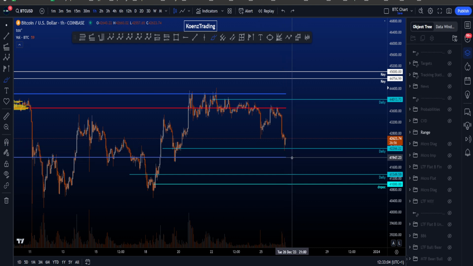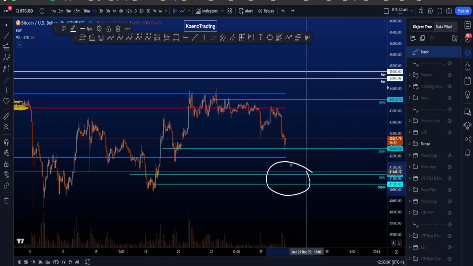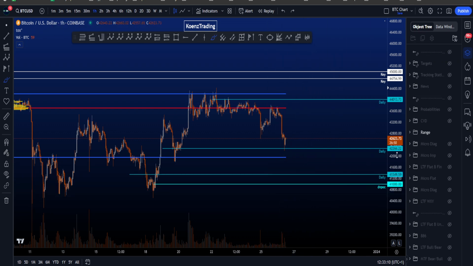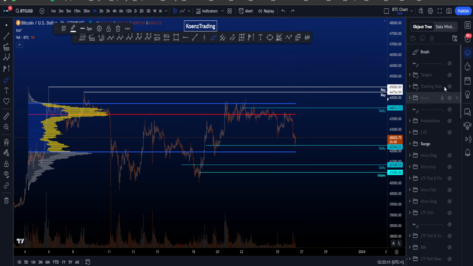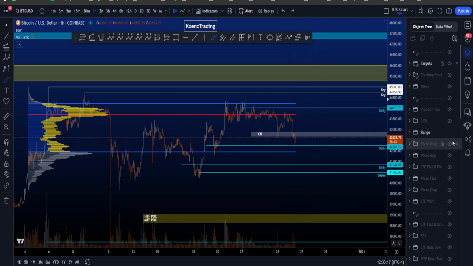A little bit of a reaction just below the value area low, and then 41 to 41.3k is interesting with a bit of support we have over here as well. Below this range we get towards the target boxes like mentioned earlier, and above the range as well.